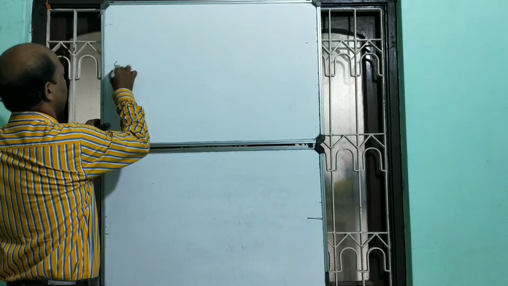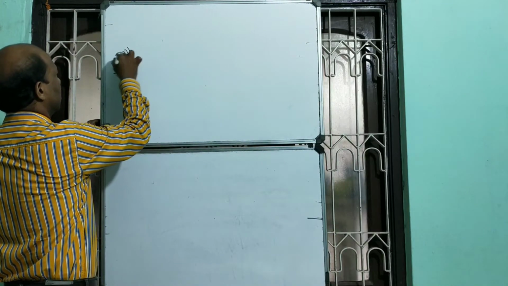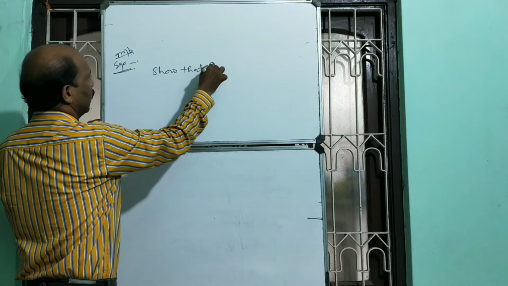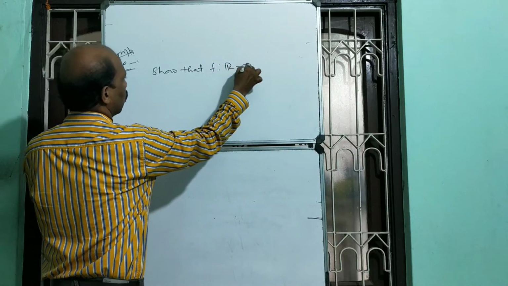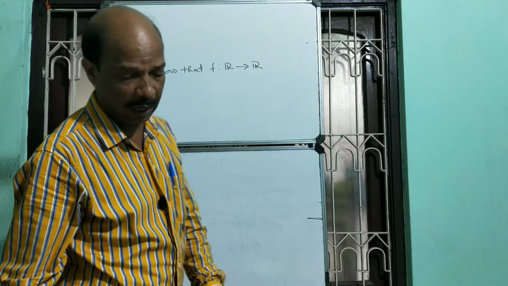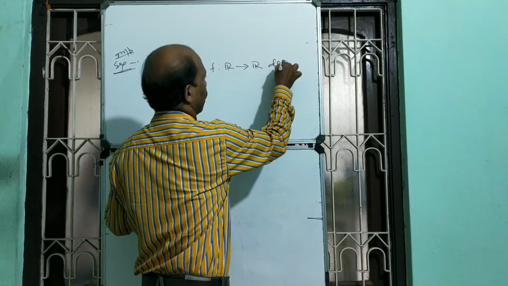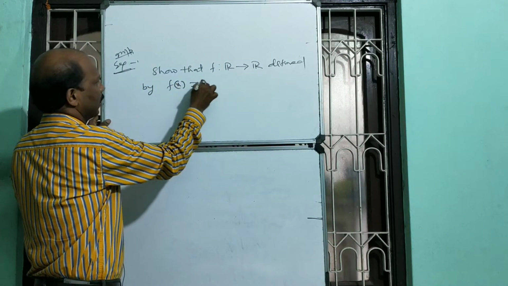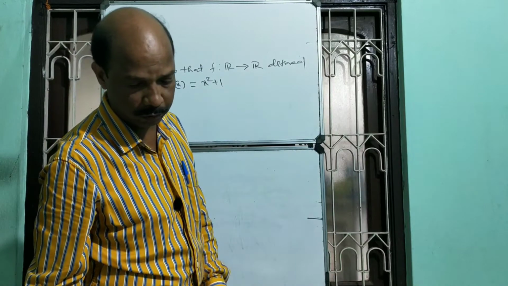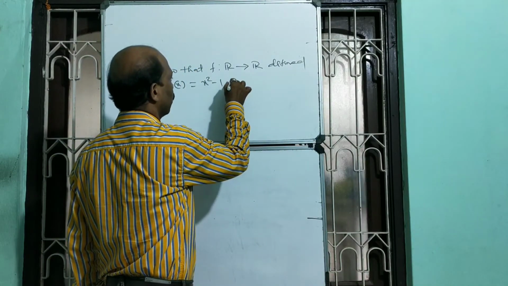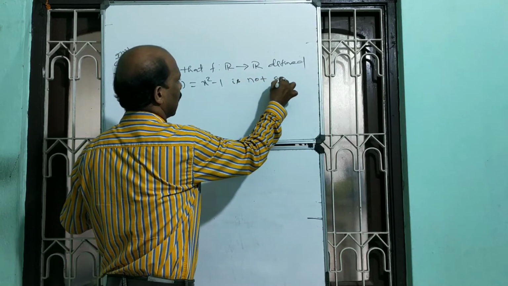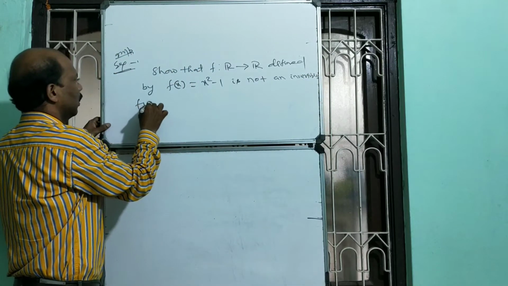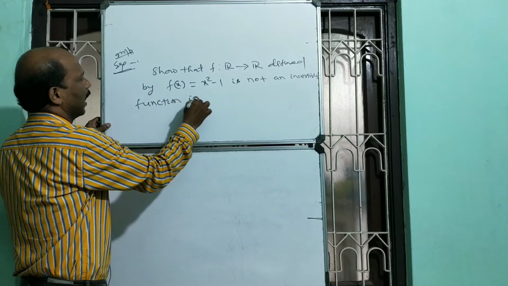So that's an important problem for board examination. F maps from R to R defined by f of x is equal to x square minus 1 is not an invertible function in general.